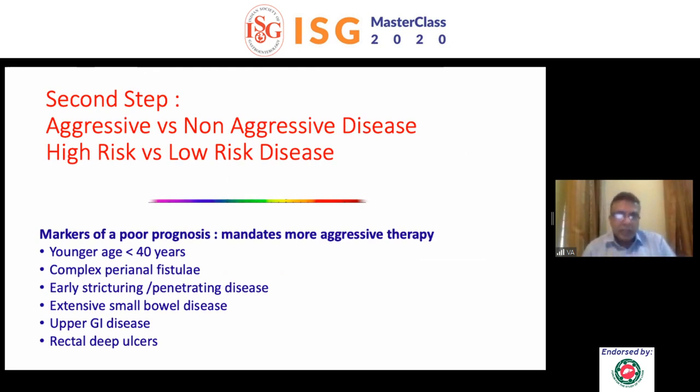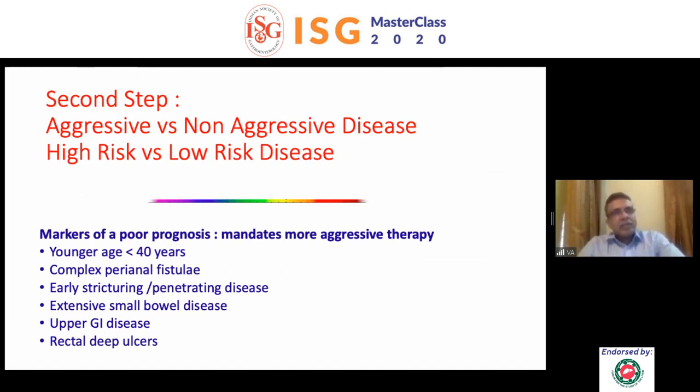Because if you need to treat the disease effectively, if you want to get one step up before the disease, if you want to preempt the disease and its complications, you need to be very sure whether the patient you're dealing with is going to have a progressive disease or a non-progressive disease. Does he have an aggressive disease or a non-aggressive disease? Does he have a high risk for progression or does he have a low risk for progression?